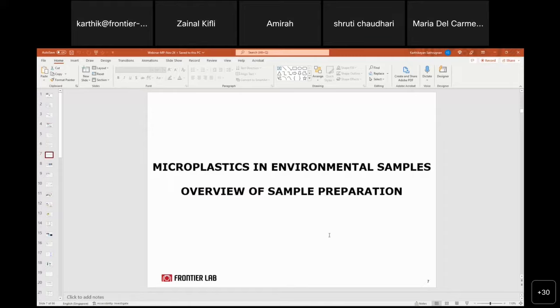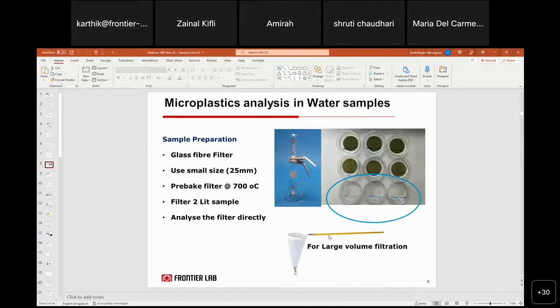Okay, so in environmental samples, there are three kinds of matrices where people are looking at the microplastics distribution. Okay, one is the water samples. So this water sample can be drinking water, river water, or sea water. So normally you have to separate the microplastics through a filtration. So this is what is recommended.